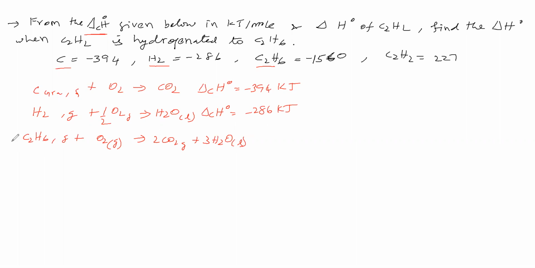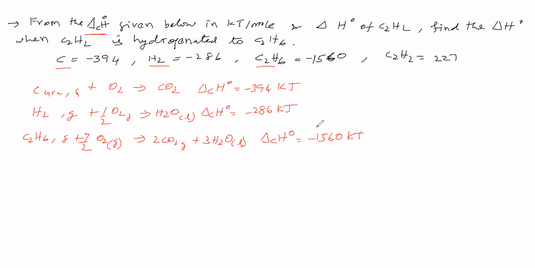Now this we have to balance. Carbon is over, hydrogen is over. Oxygen: 2 twos are 4, here 3, so 7, therefore 7 by 2. Here delta CH naught is minus 1560 kilojoule. Sir, the heat of combustion of ethane is given.